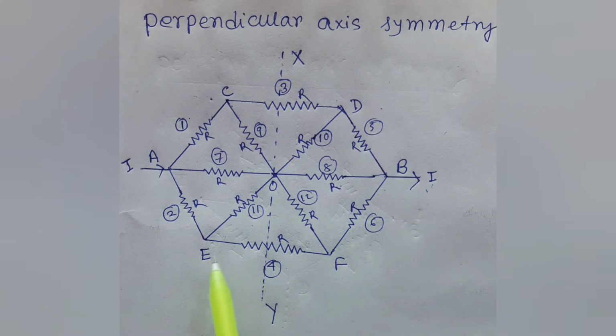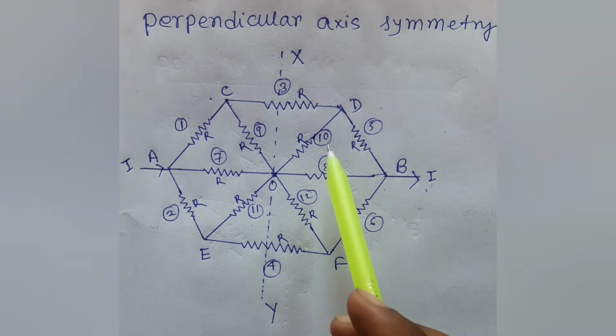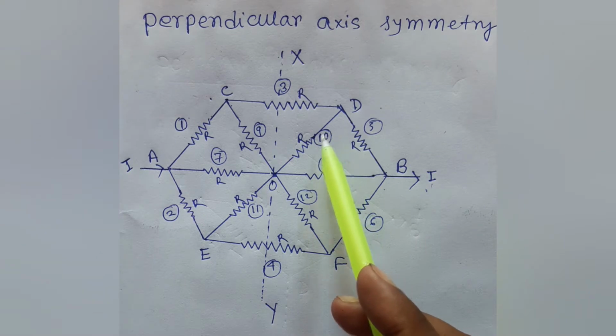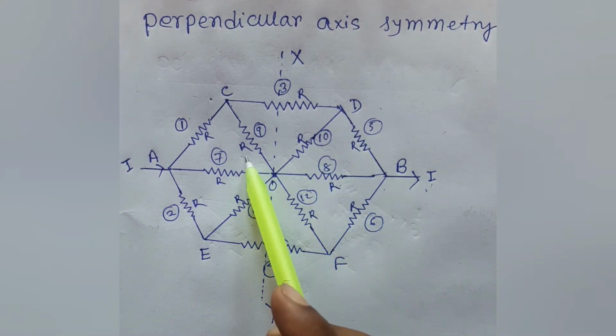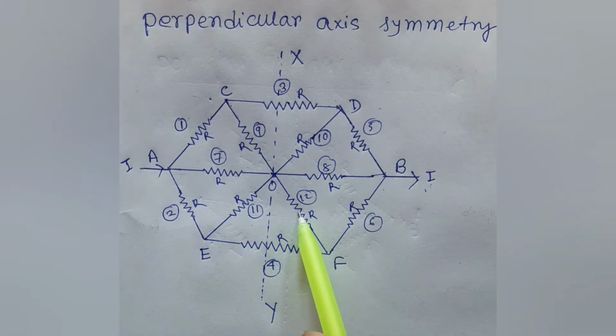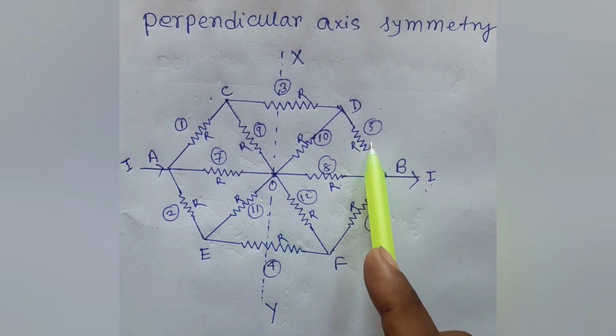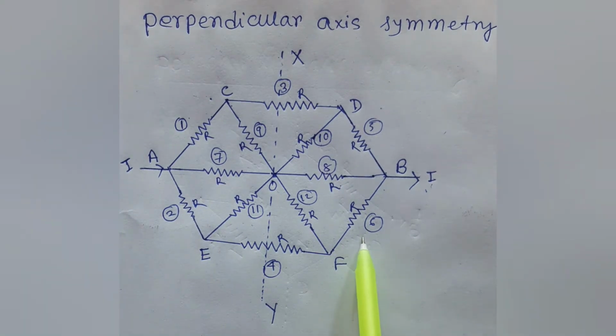Here the line AB is the direction of the flow of the current, and we see that with respect to the line AB, XY is the perpendicular axis of symmetry. If we place a mirror on the line XY, then we see that element 10 is the image of 9, 8 is the image of 7, 12 is the image of 11, and similarly 5 is the image of 1, 6 is the image of 2.